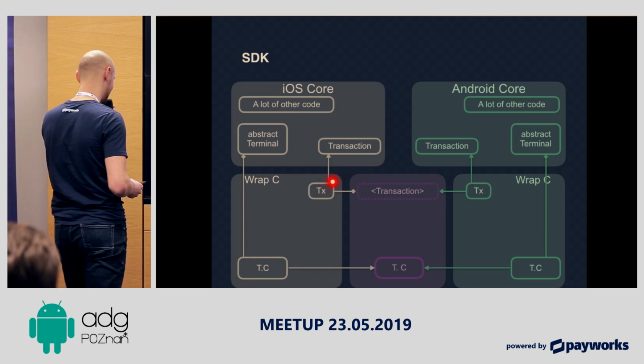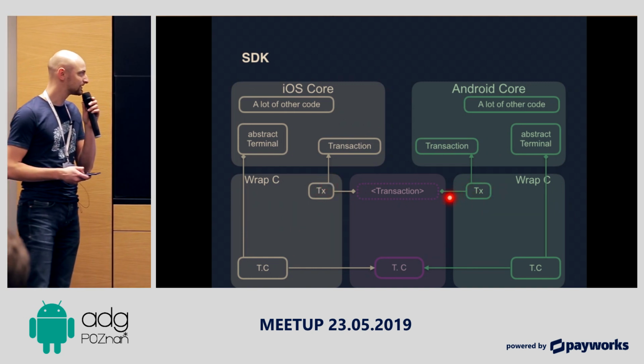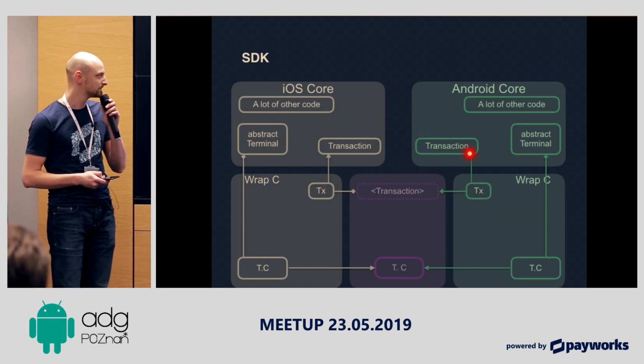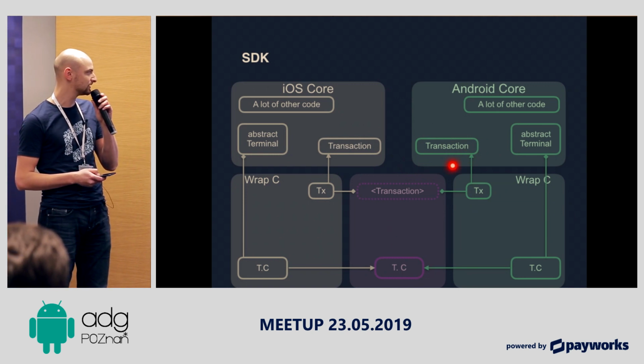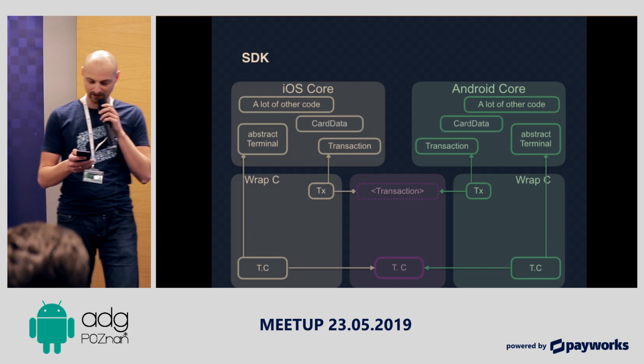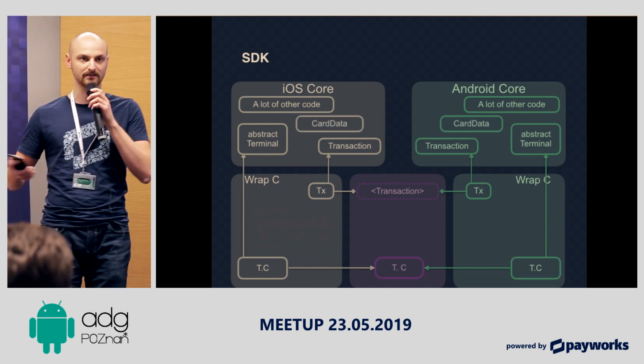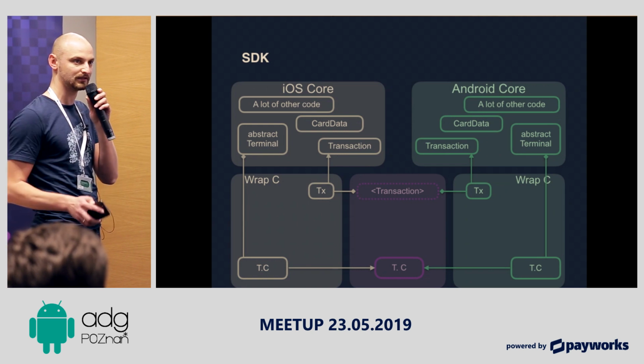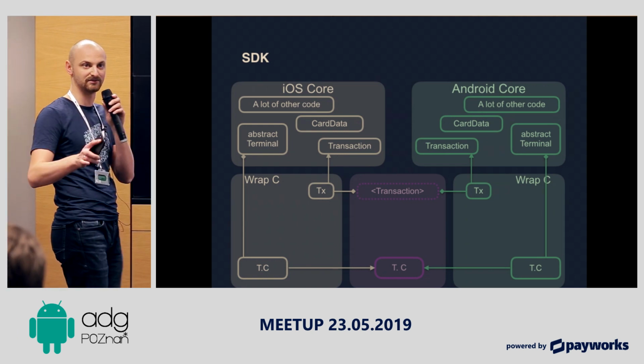So we have one transaction. We have a transaction wrapper for Android, which actually just wraps around transaction. And whenever we ask something from transaction, it actually asks something from here. And to give a nicer example, let's say we have a card data. So a transaction has a card data. Great. Two different card data, which are the same but not the same, but different.